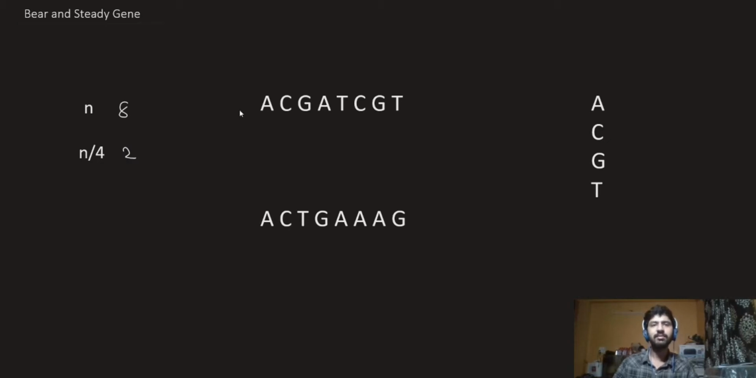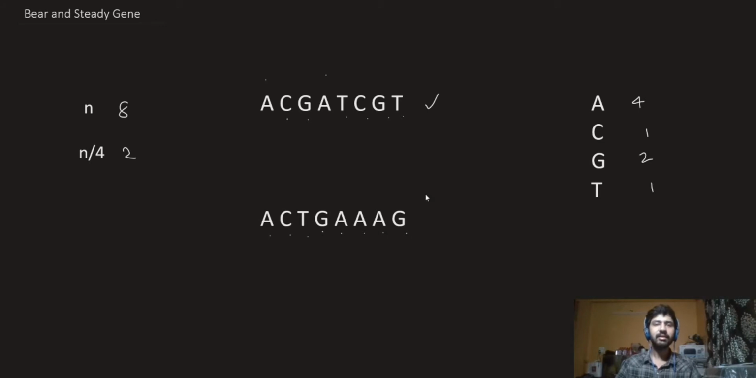So the condition which makes any given gene a steady gene is that the frequency of each character has to be exactly n by 4. In this case, we see that there are 2 A's, 2 T's, 2 C's and 2 G's. So we can say that this string is steady. Let's look at this one. We have 4 A's here, so we clearly see that it's not steady. We have 1 C, 1 T over here and 2 G's.